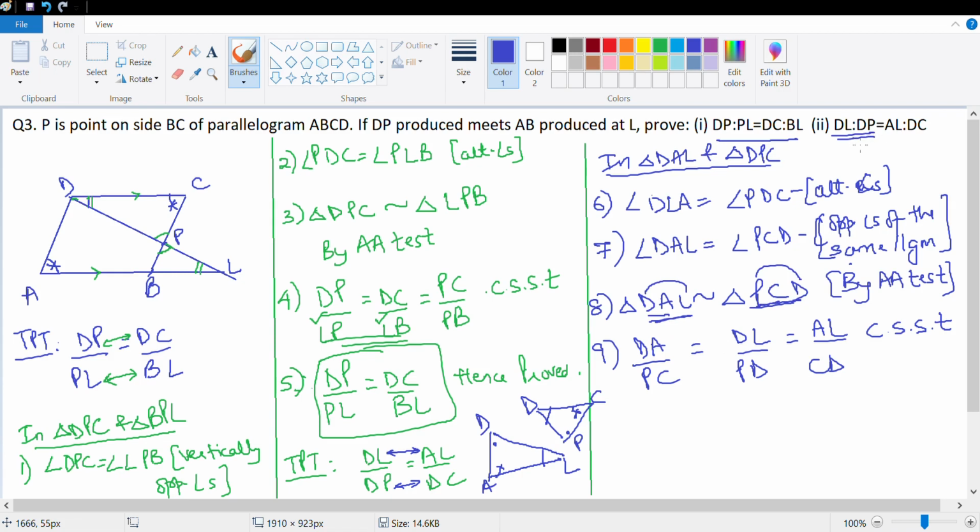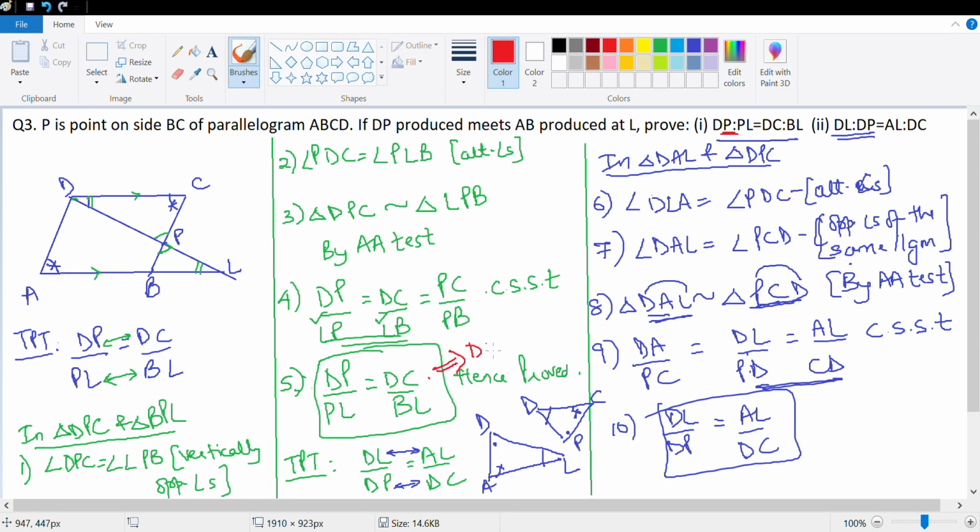Let's see what they want. DL is to DP, which is here, which means DL upon DP, and then AL and DC is equal to AL and DC. Done. So this time we looked at number 2 and number 3. I realized that they've asked me the question in ratio form. I wrote my answer in fraction form, so I will lose marks here.